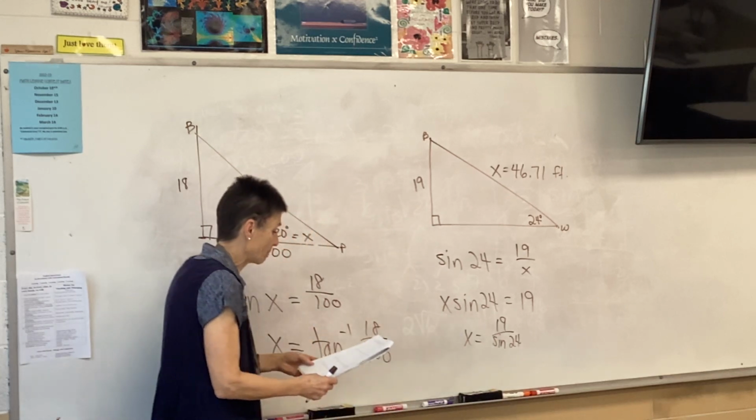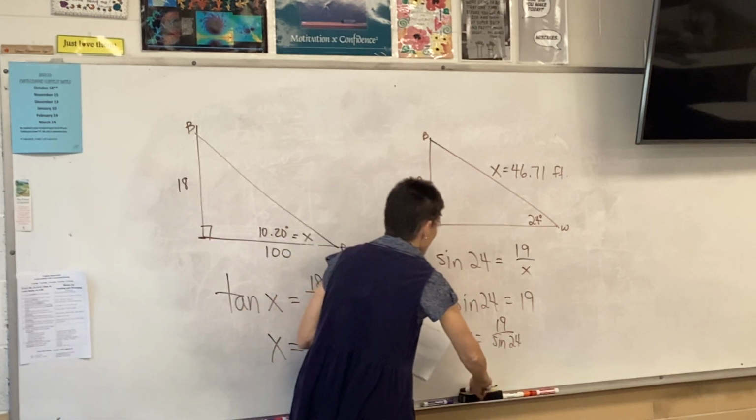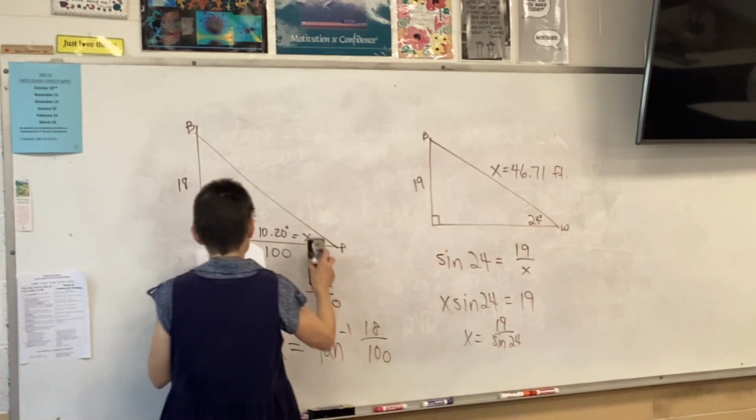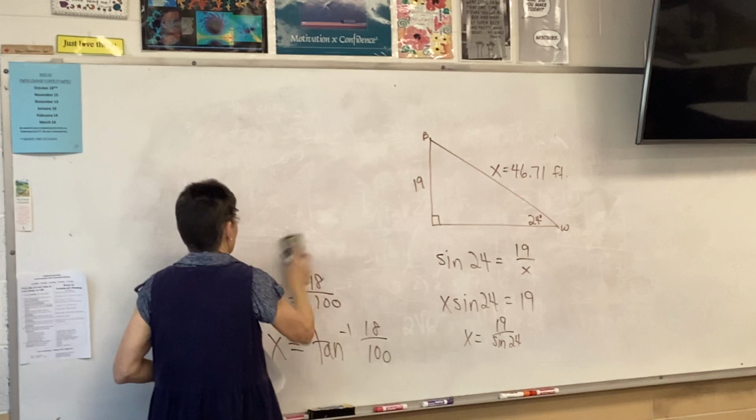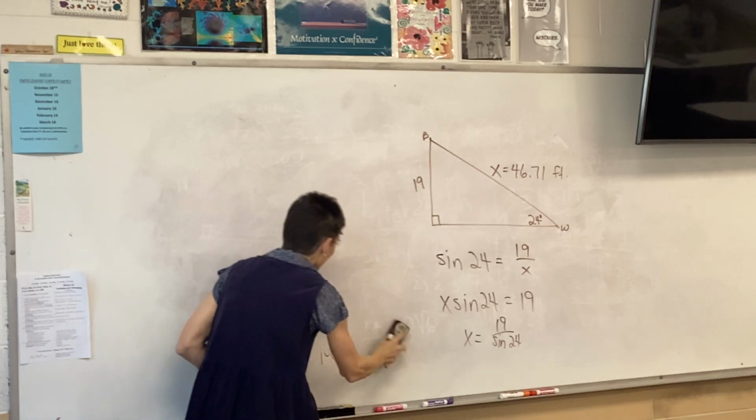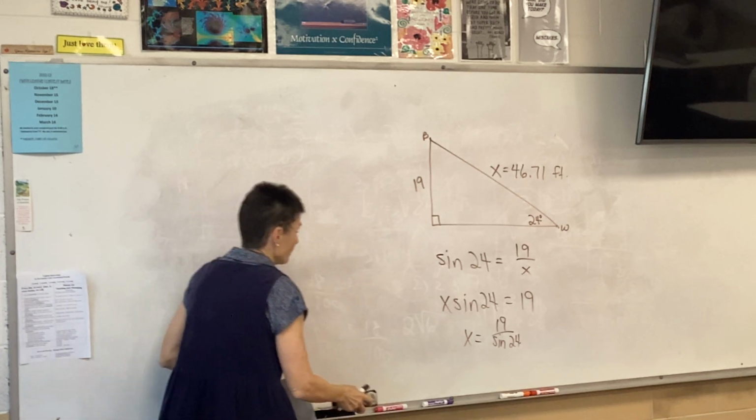How tall is a flagpole that casts a 23-foot shadow when the angle of elevation of the sun is 32 degrees? All right, let's try it. Draw it. Draw it, label it, compare it with your neighbor.